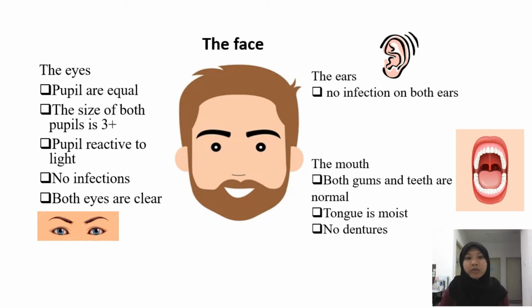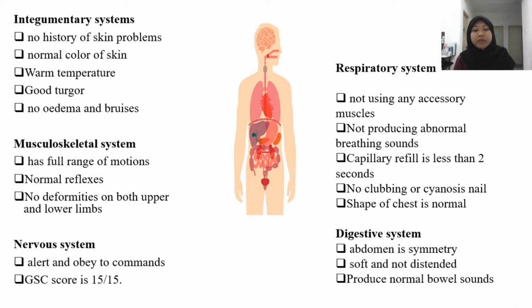The size of both pupils is 3+ and reactive to light, and there was no infection in both of his eyes. For the ears, there was no infection in both ears. For the mouth, both gums and teeth are normal. The tongue is moist and he was wearing no dentures. For the integumentary system, he has no history of skin problems. He has normal skin color, good figure, and no edema or bruises.